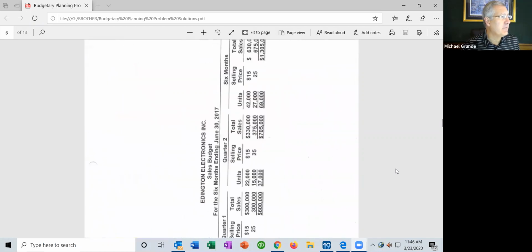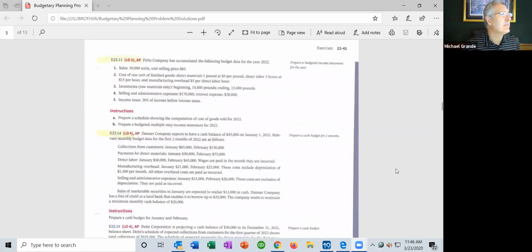Going back to the problem, we want to read the problem. Here it is right here. Fultz Company has accumulated the following budget data for the year 2022. Sales, 30,000 units. Unit selling price, $85.